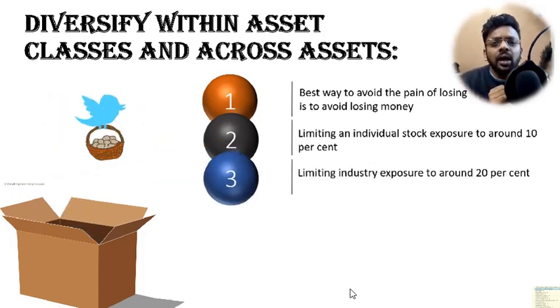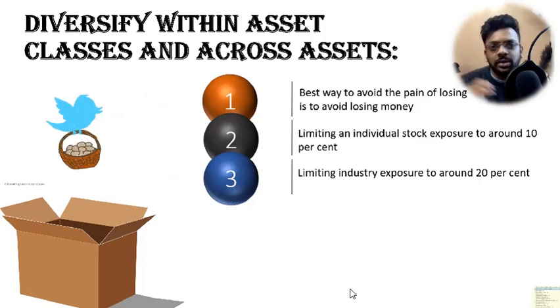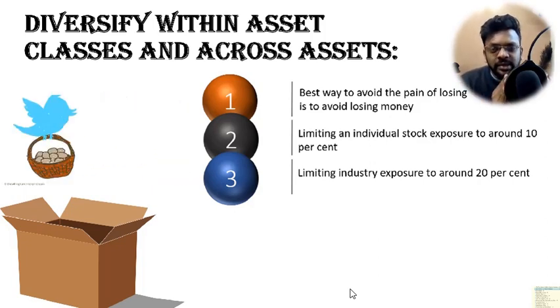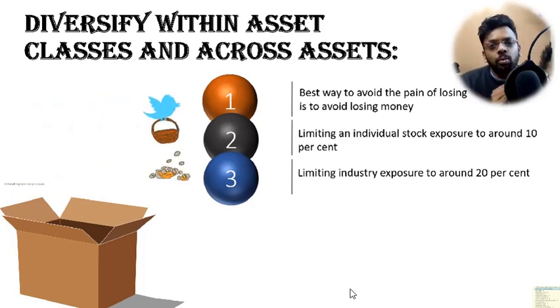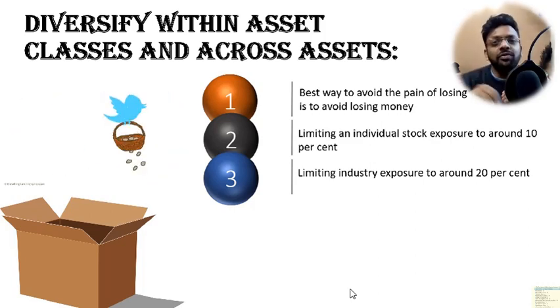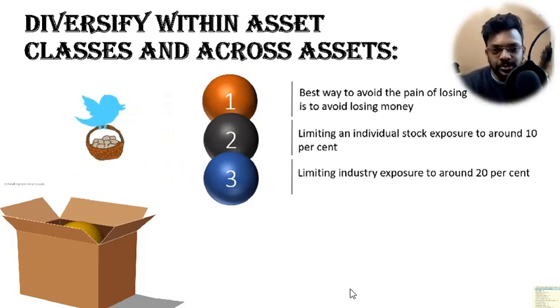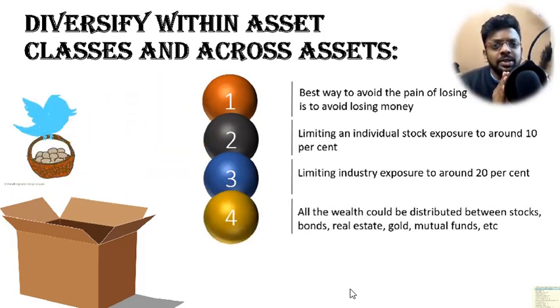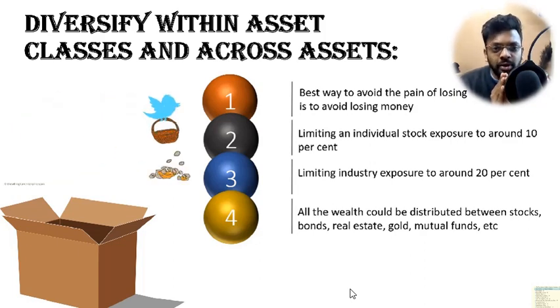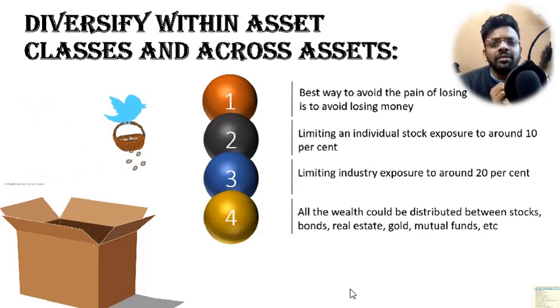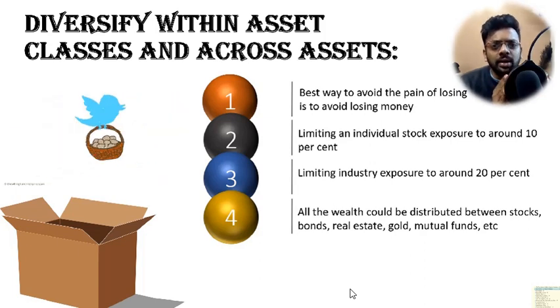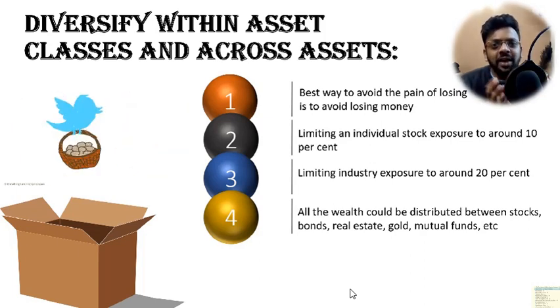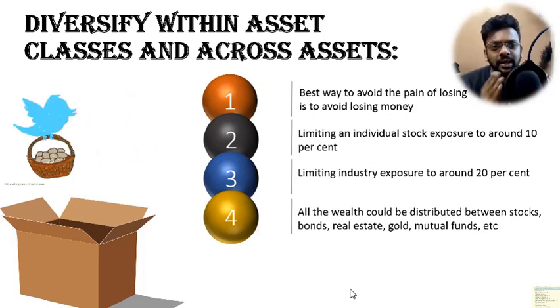Second, limiting industry exposure to around 20%. Fine, we are investing in one industry like IT. We should not invest only in IT. So the maximum we can invest is 20% of our whole portfolio in IT actually. And the fourth is all the wealth could be distributed between stocks, bonds, real estate, gold, mutual funds. Exactly. Instead of only buying stocks, we can diversify our investments into different things like all these.